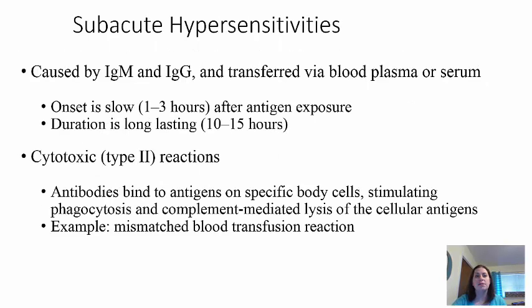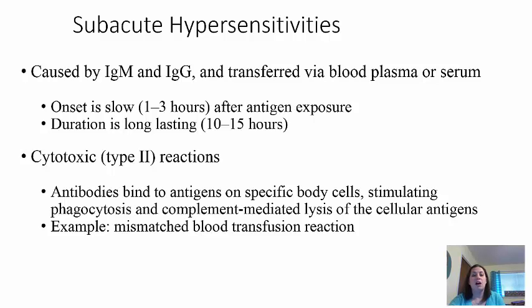Alright, so the next type is called type 2. This is the subacute hypersensitivity. This is caused when IgMs and IgG antibodies are transferred via like blood plasma or serum. The onset is a little slower. It's not immediate like you saw in type 1, but it will happen within 1 to 3 hours after you've been exposed. It can last for a longer period of time, about 10 to 15 hours. So the onset is slower, but it also lasts longer.